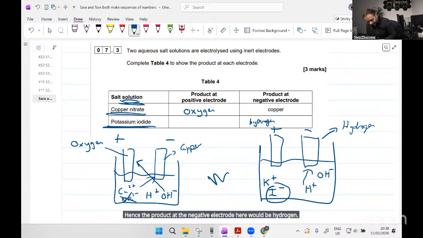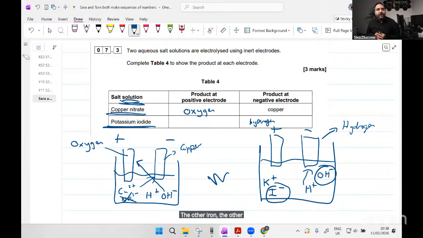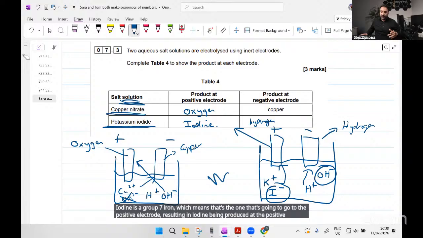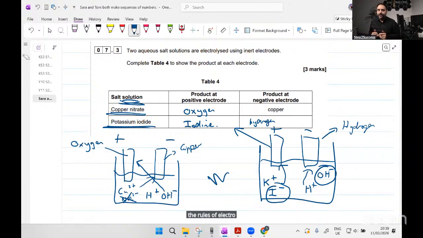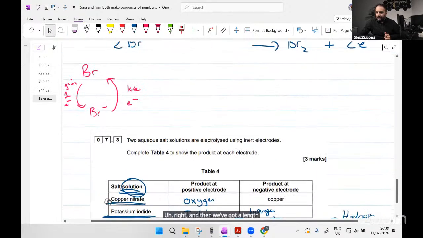Of the 2 negative ions, the rule is that the OH minus ion goes to the positive electrode and produces oxygen unless the other negative ion is a group 7 ion. And guess what? Iodine is a group 7 ion, which means that's the one that's going to go to the positive electrode, resulting in iodine being produced at the positive electrode. It's about knowing the rules of electrolysis very, very well, especially when there is a solution involved, because it just messes things up in terms of what happens. Right. And then we've got a lengthy question now.